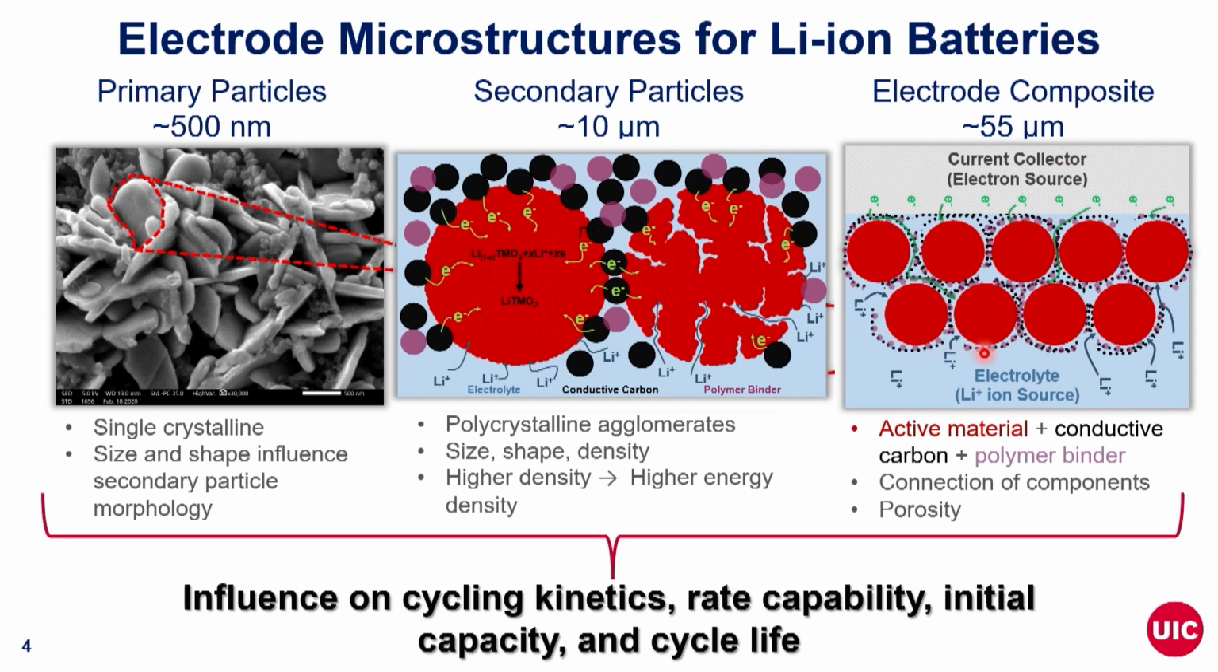So if we look at the electrode scale, we see that the current collector is the main electron source. And again, the path and tortuosity of the flow of the lithium ions is also important. So as you can imagine, the microstructures at all these different length scales, the density, the porosity, have a large influence on cycling kinetics, rate capability, the initial capacity and cycle life of these lithium-ion batteries.